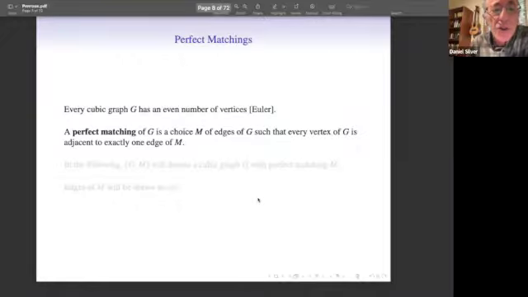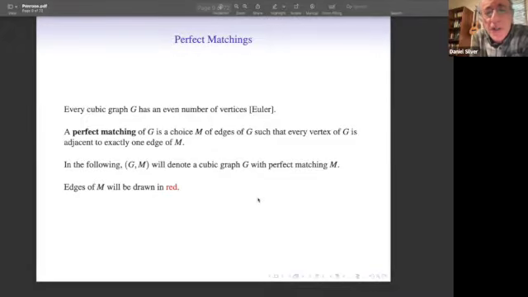So we're going to focus on cubic graphs. Every cubic graph has an even number of vertices. This is an old result of Euler. And a perfect matching is just the choice of edges that covers all the vertices once. So any vertex is contained in exactly one edge of the perfect matching. So in the following, when we say G_M, I'm going to mean a cubic graph with a perfect matching M. Okay, and I'm going to draw all the perfect matching edges in red.